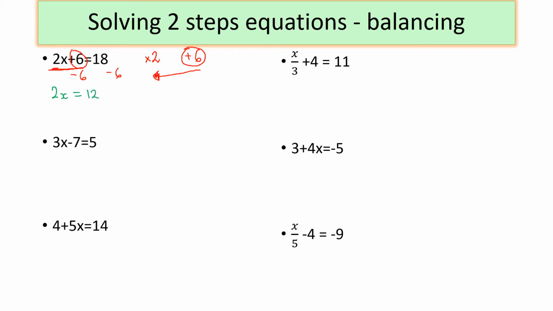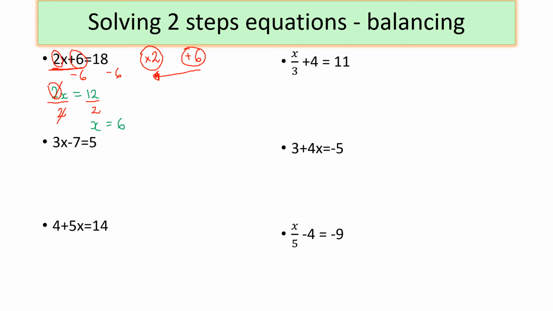Now I can get rid of this part here, which is the 2. Remember, 2x means 2 times x, so I need to do the opposite operation, which is dividing by 2. I need to do the same to both sides. The 2 cancels down, and then 12 divided by 2 is 6. So the final answer is x equals 6.